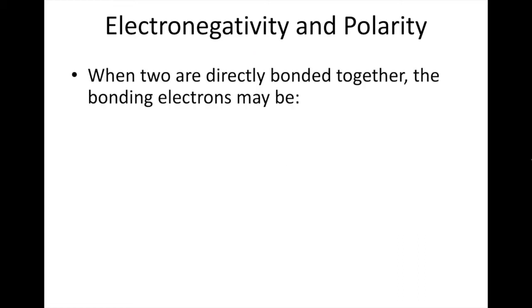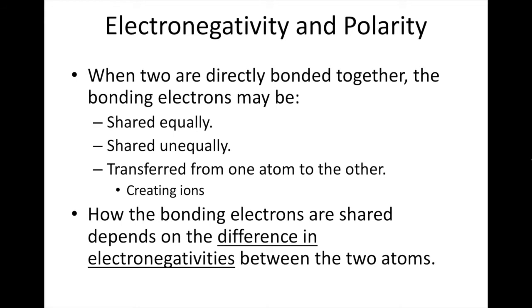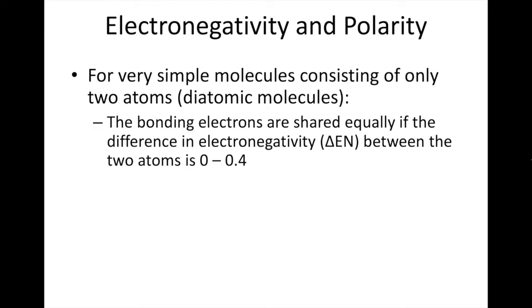When two atoms are directly bonded together, those bonding electrons may be shared equally, they may be shared unequally, or they may actually be transferred from one atom to the other, creating a cation and anion. How these bonding electrons are shared depends on the difference in the electronegativities between those two atoms that are bonded together. So let's look at a few examples.